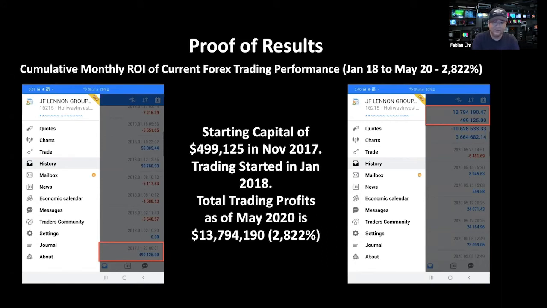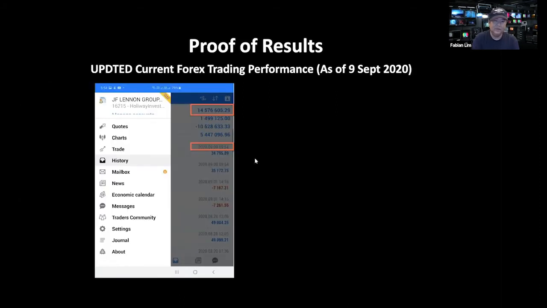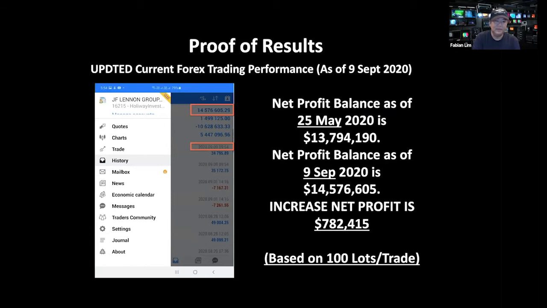And of course, we go to the last time I saw the account, which is 9 September. And you can clearly see over here that the account has grown to $14.5 million in that short period of time, from May to current. And if you are a trader, then money management is adhered to at all times based on 100 lots per trade. He takes 2 trades for each entry, which is 200 lots.